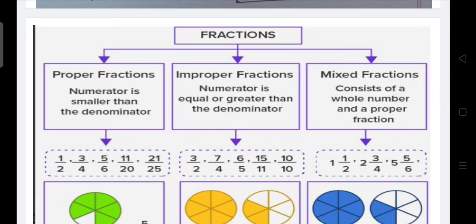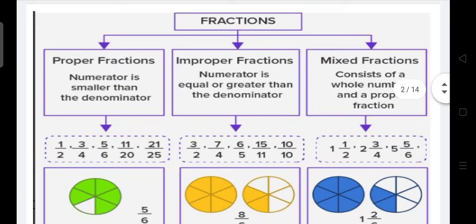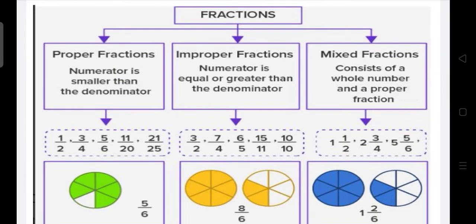What do you mean by proper fractions? Numerator is smaller than the denominator. For example, 1 by 2, 3 by 4, 5 by 6, 11 by 20, 21 by 25 are examples of proper fractions. Improper fractions, numerator is equal or greater than the denominator. See the examples: 3 by 2, 7 by 4, 6 by 5, 15 by 11 or 10 by 10.